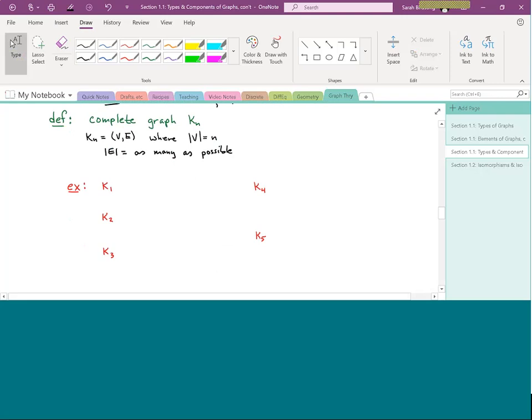Okay. K1 has exactly 1 vertex. Any guesses how many edges it has? Don't overthink this one. We're simple graphs. Yep, no edges whatsoever. You guys totally nailed it. So I'm going to move on.